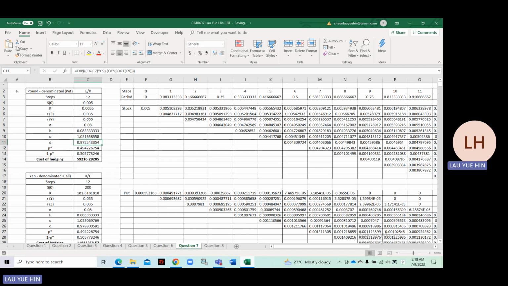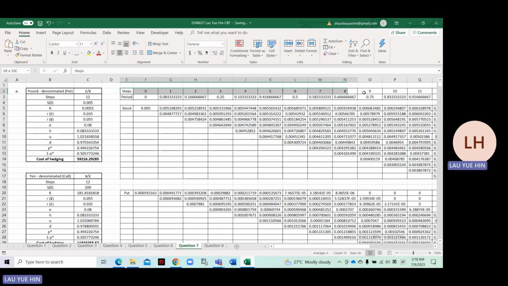And to find U is actually the exponential power (R pound minus R yen) times H minus sigma times square root of H. And for P star, the formula is exponential power (R minus H times R pound minus R yen) times H minus D, divided by U minus D. And 1 minus P star is just 1 minus this one.